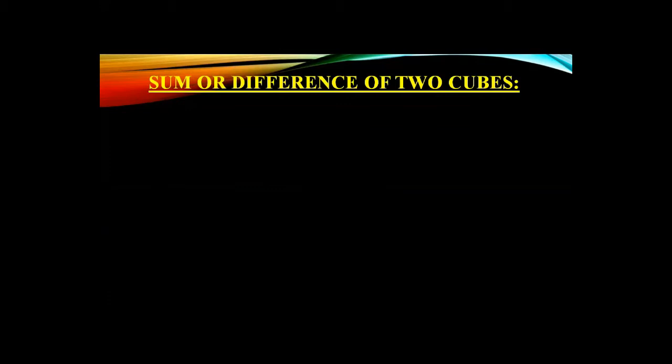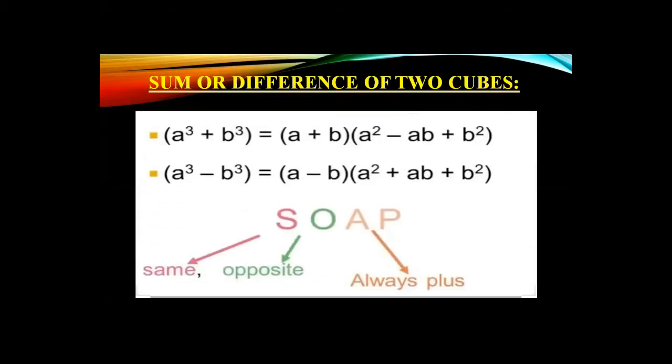Sum or difference of two cubes. Sum or difference of two cubes means the formula which we discussed in the previous slide is also called the sum of two cubes or the difference of two cubes. This is a cube plus b cube, the sum of two cubes. See, there are cubes on both the variables a and b, and here a and b are real numbers. If a and b are two real numbers, then the sum of two cubes, a cube plus b cube, is equal to (a plus b)(a square minus ab plus b square).